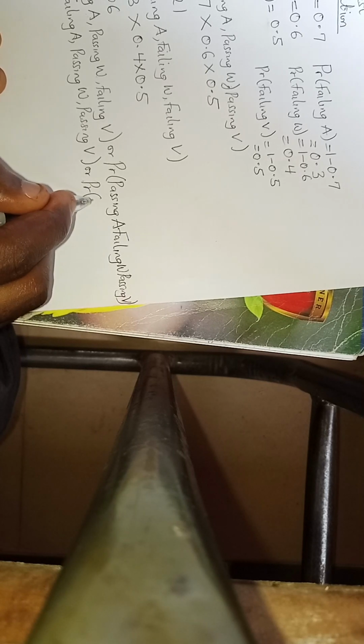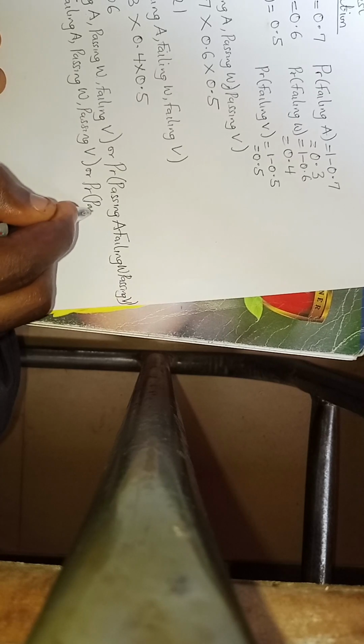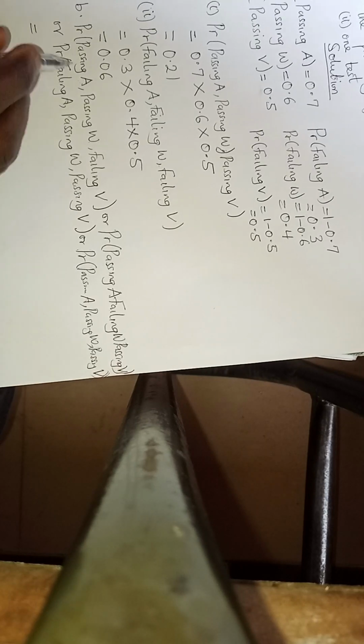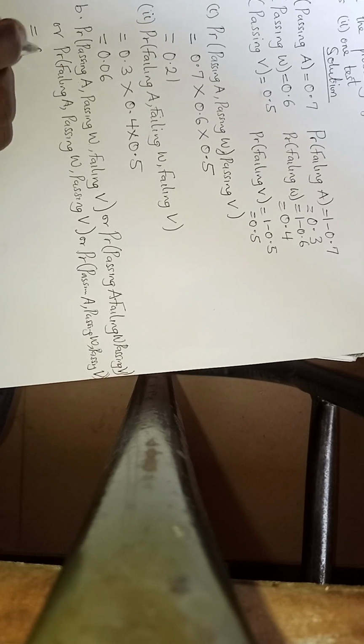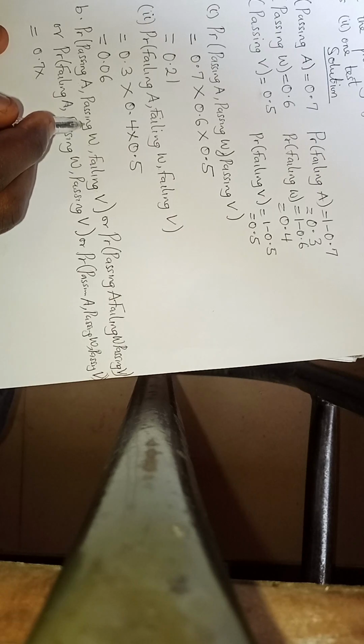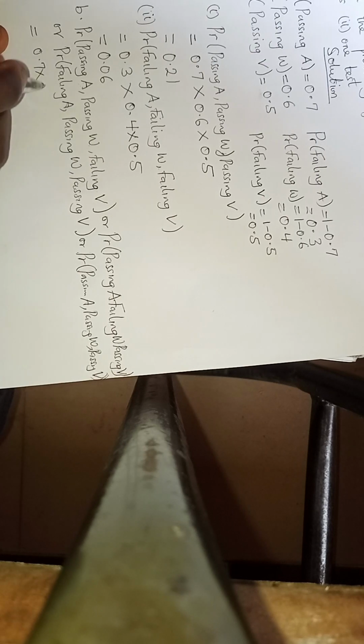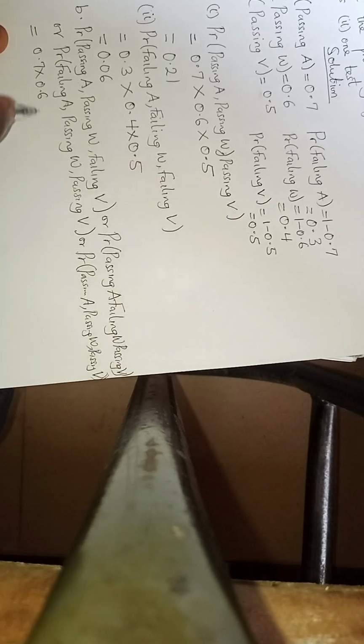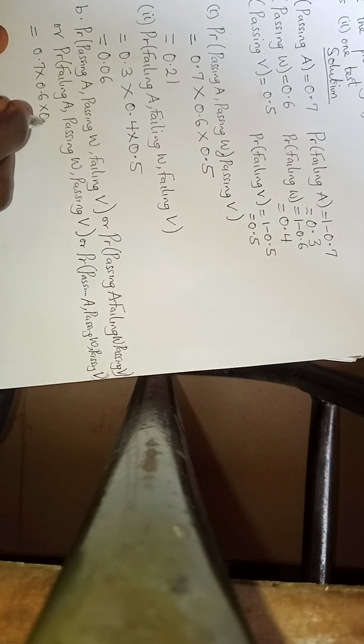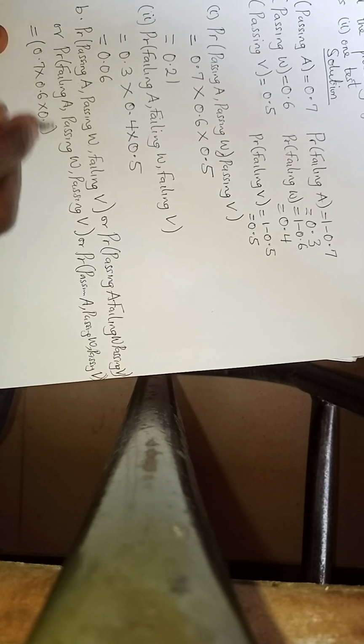So we have the probability of passing A, passing W, then passing V. So I'm going to combine. You know, "or" means addition in probability. So I'm starting now. Probability of him passing A, that's 0.7, times passing W, you have 0.6, then failing V, there is a 0.5. You can close this in bracket.